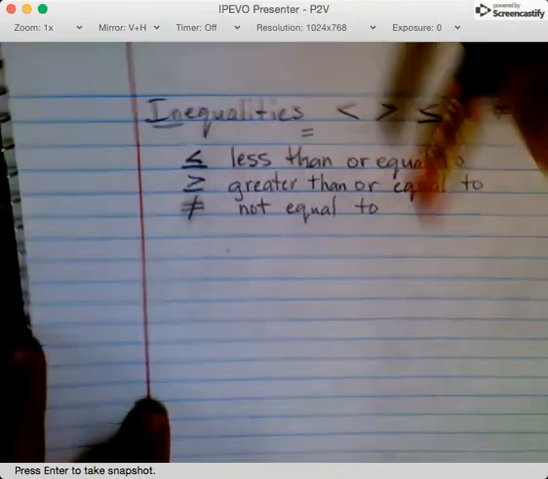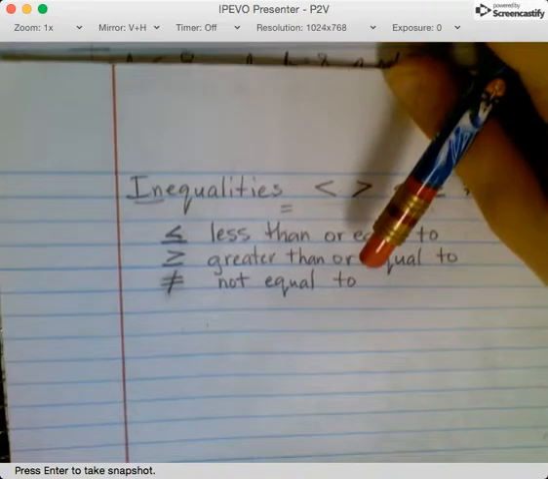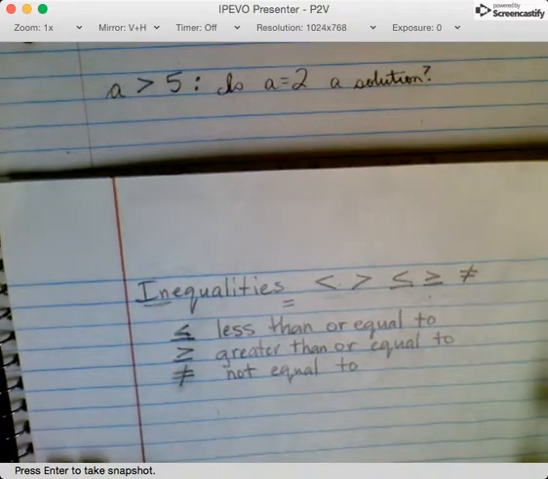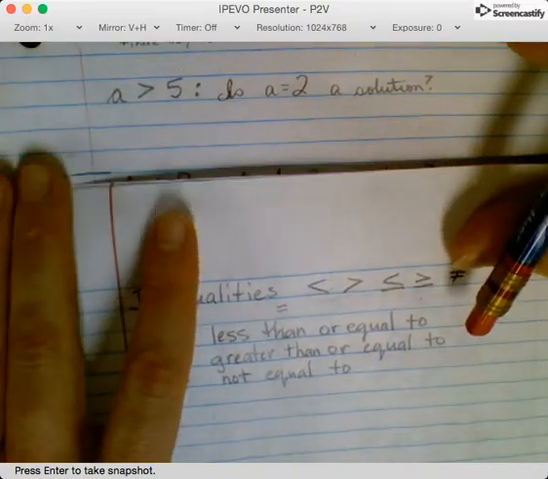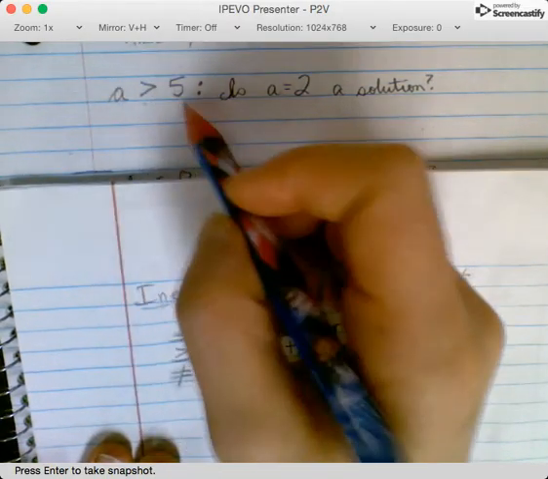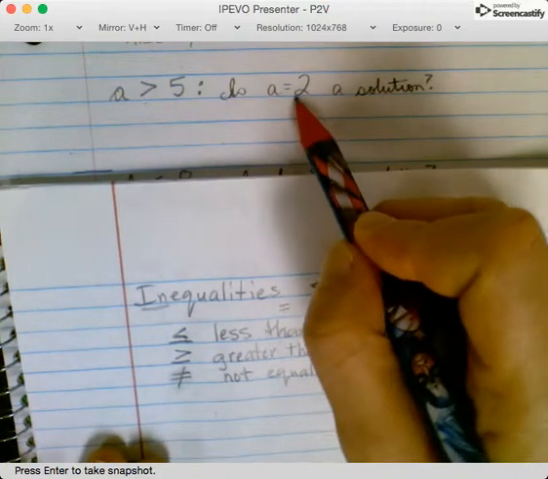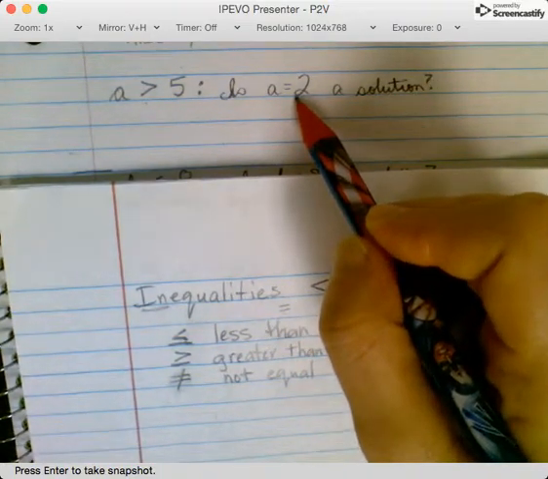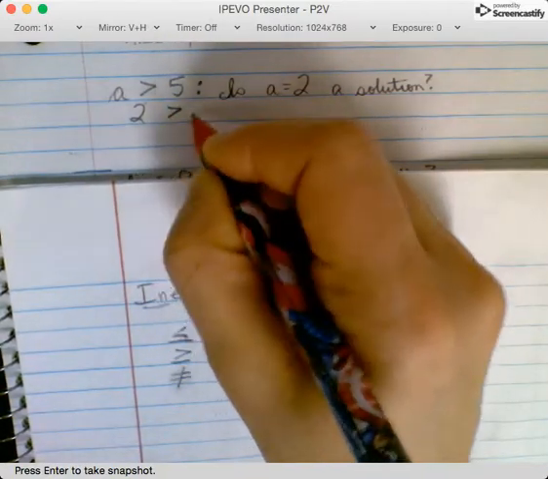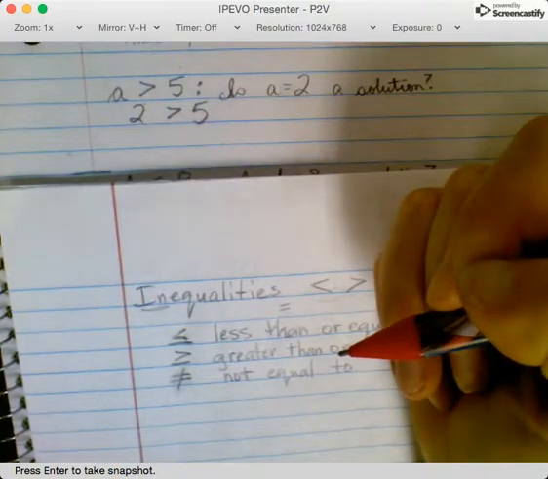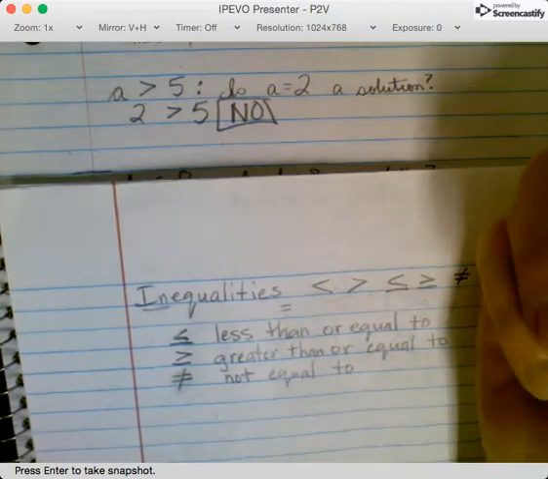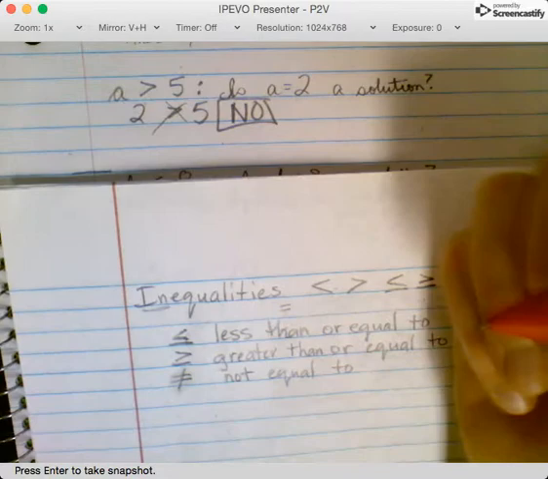Okay, so let me move this down. The first example that I've written down: if I have a is greater than 5, is a equals 2 a solution? So we're deciding whether it could be 2. Is 2 greater than 5? No. 2 is not greater than 5, so it is not a solution.